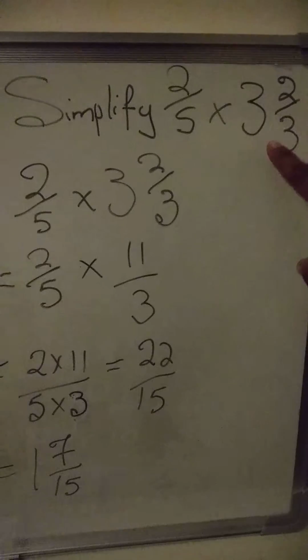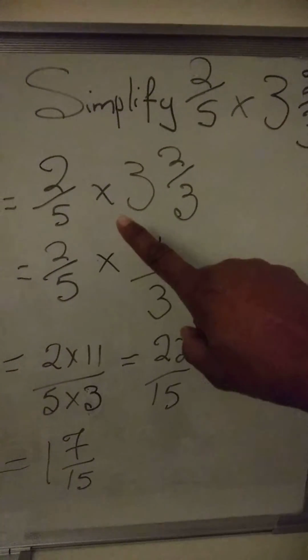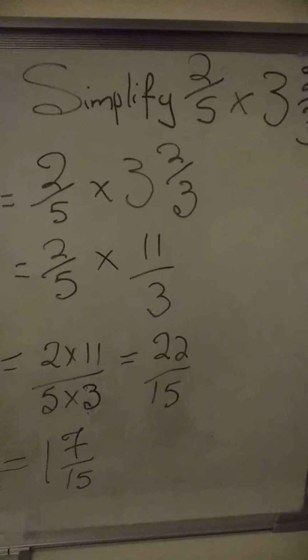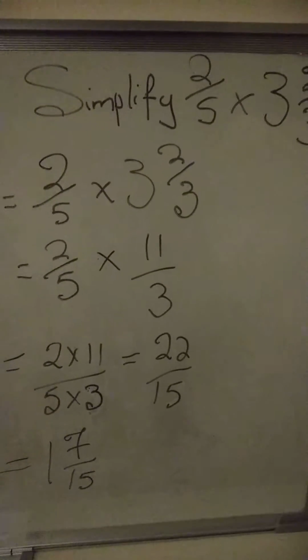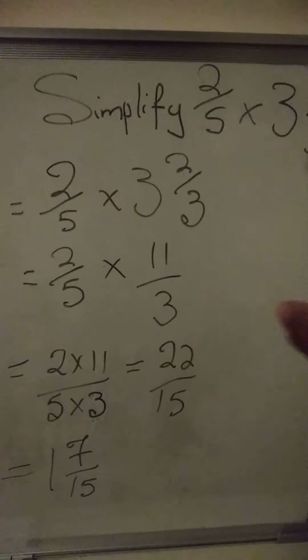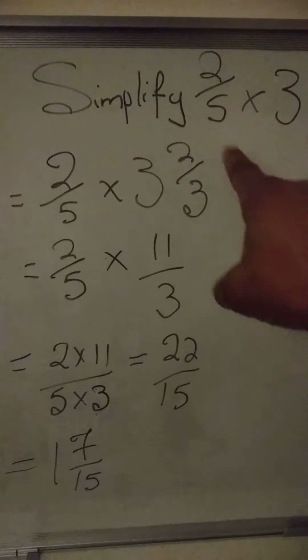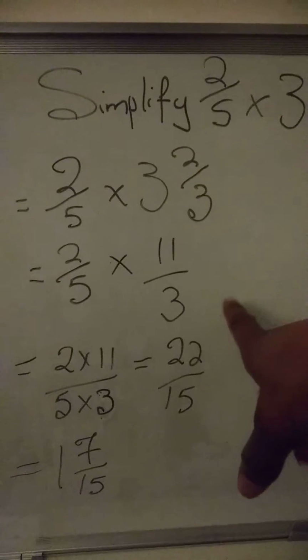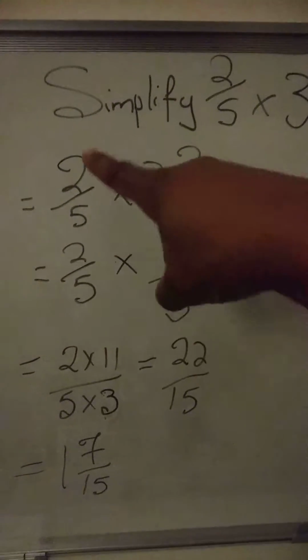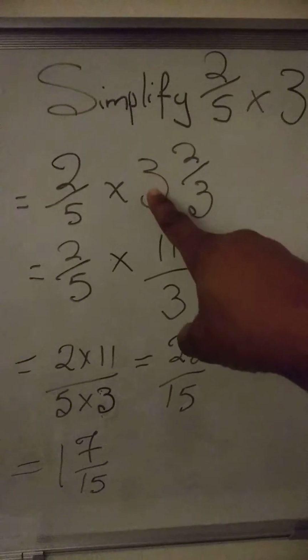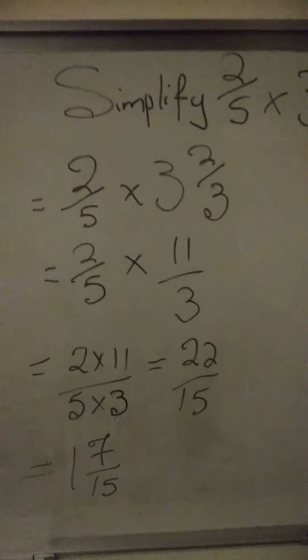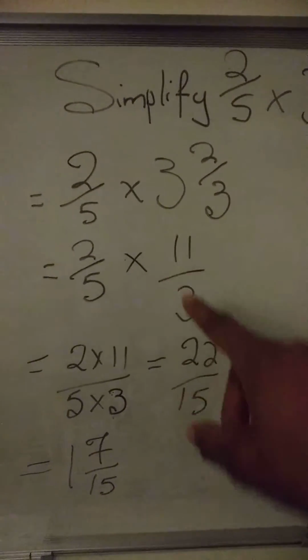2/5 times 3 and 2/3. So it's 2/5 times 3 and 2/3. Now, as I always say, it's much easier to work your question when you change the mixed fraction into an improper fraction. So it's 3 times 3 is 9, plus 2 gives you 11/3. So this is much easier to work with.